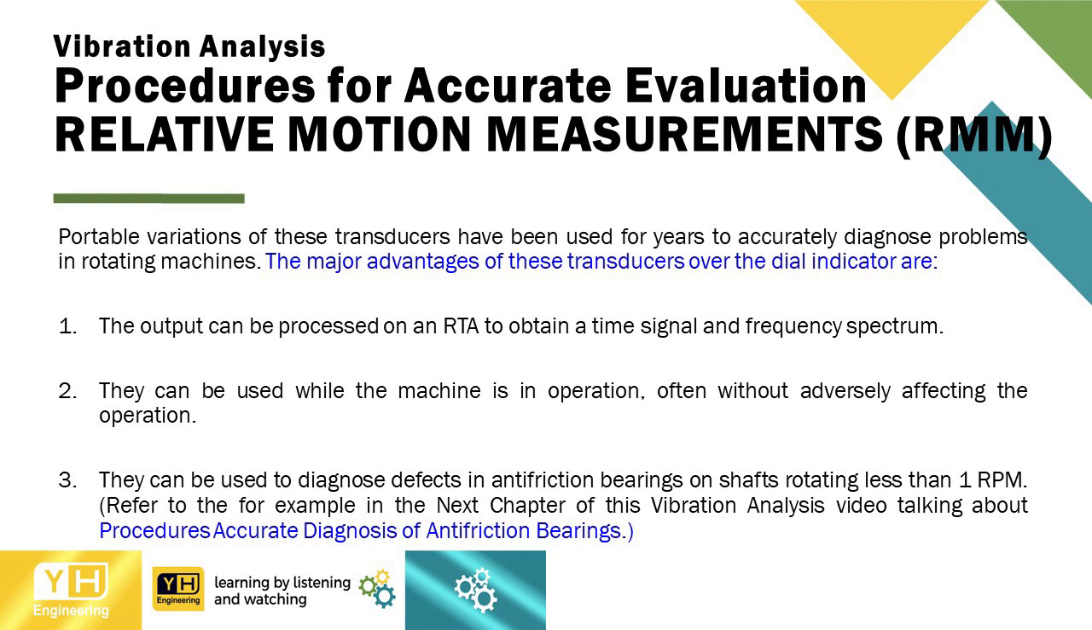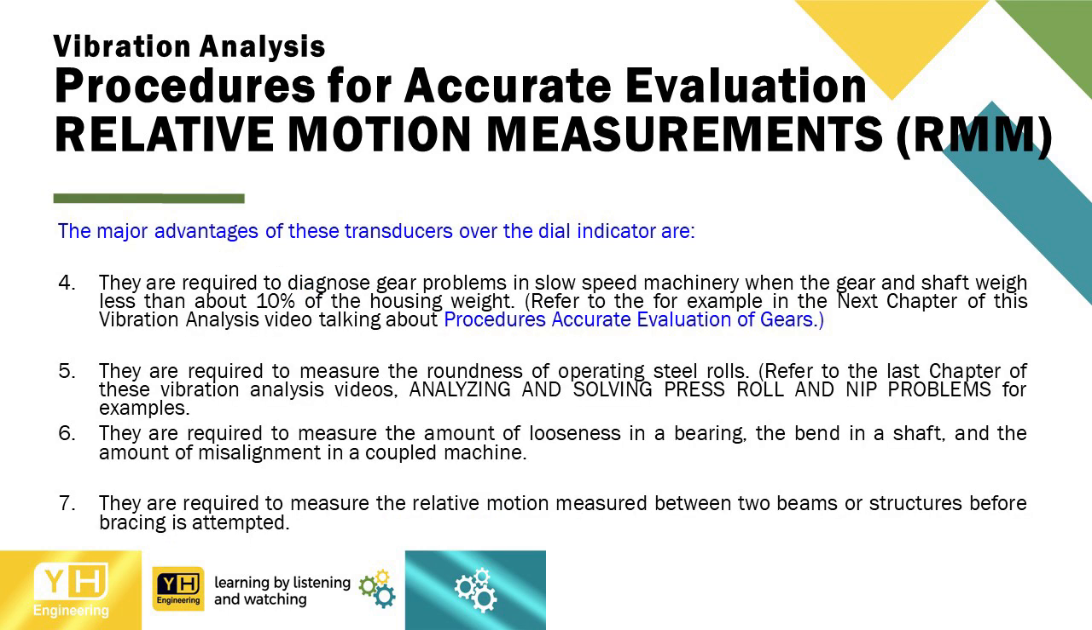Refer to the example in the next chapter of this vibration analysis video, talking about procedures for accurate diagnosis of anti-friction bearings. Number 4, they are required to diagnose gear problems in slow-speed machinery when the gear and shaft weigh less than about 10% of the housing weight. Refer to the example in the next chapter of this vibration analysis video, talking about procedures for accurate evaluation of gears. Number 5, they are required to measure the roundness of operating steel rolls.